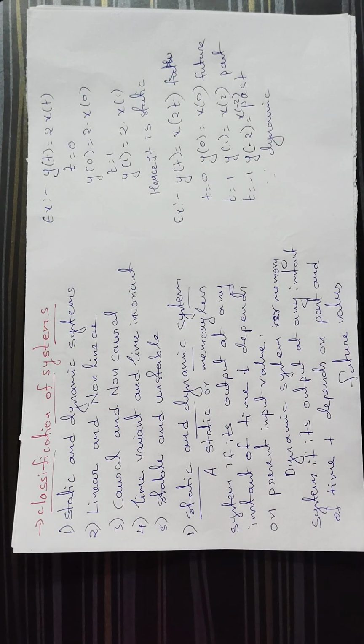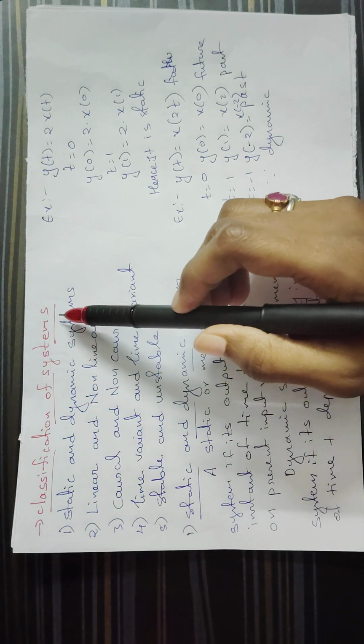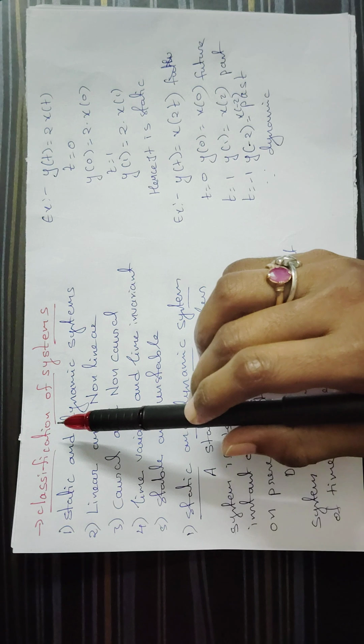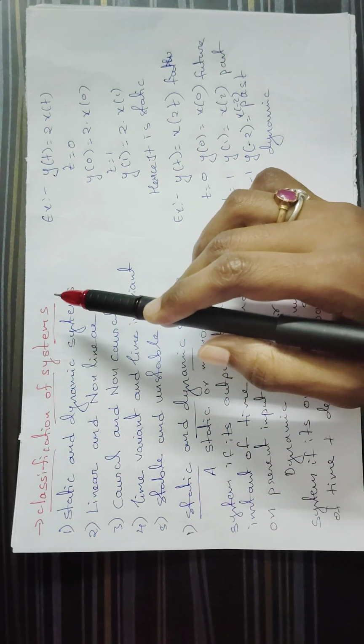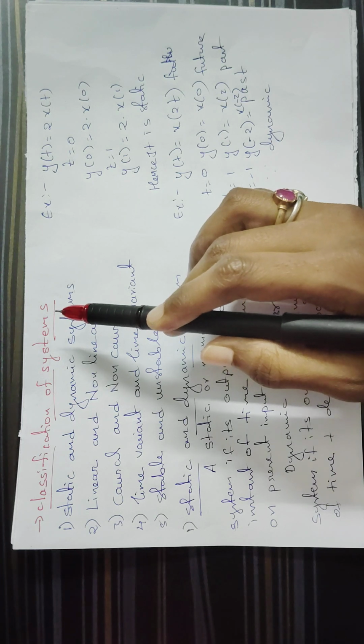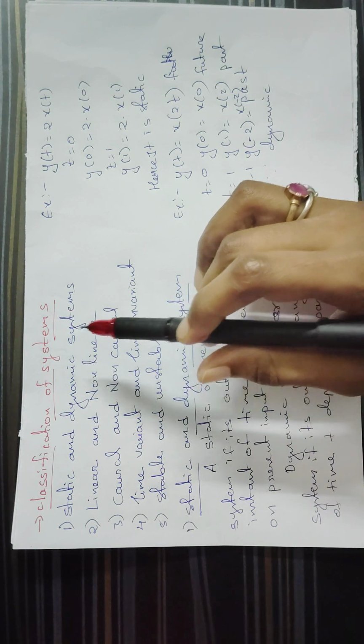Hi friends. In this video I'm going to explain the classification of systems. In the last video we saw what a signal is and what a system is. A system is a set of elements or functional blocks that are connected together to produce an output in response to an input signal.